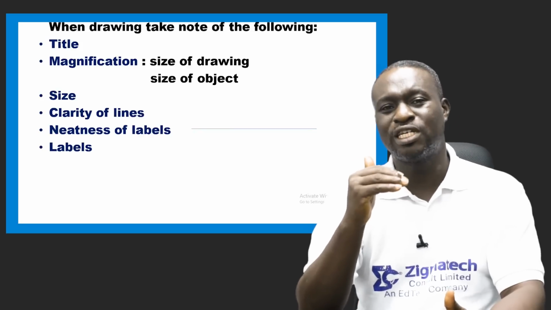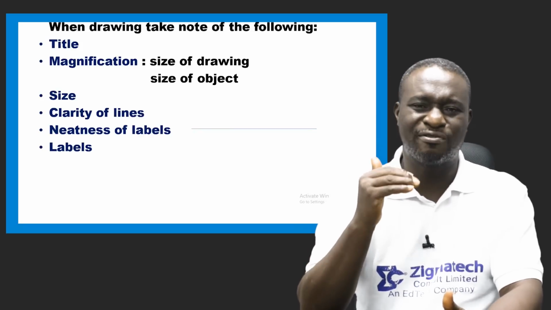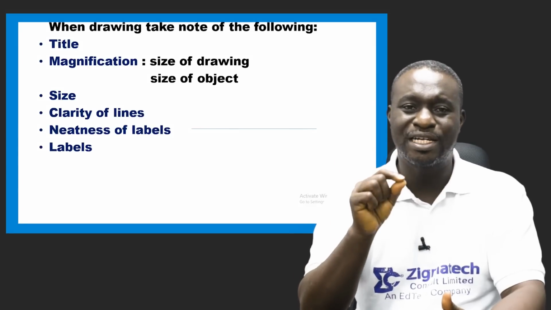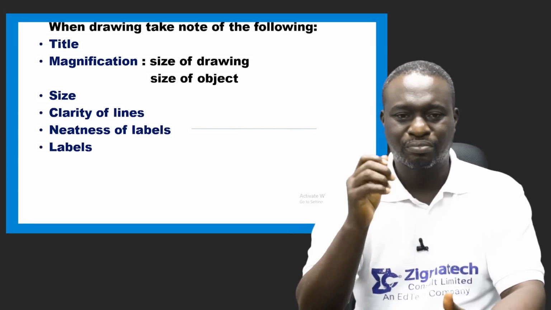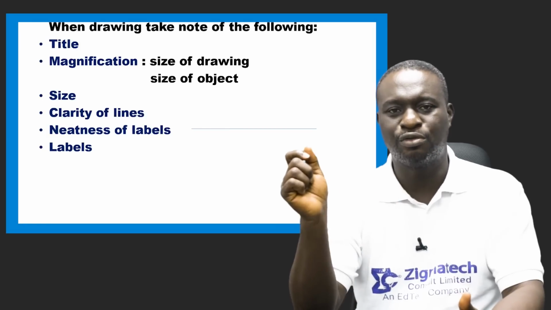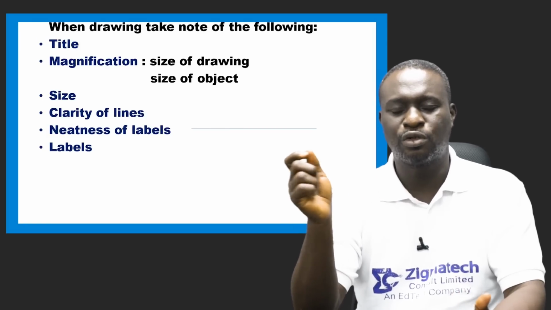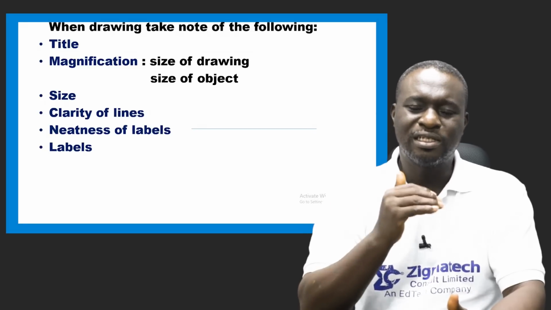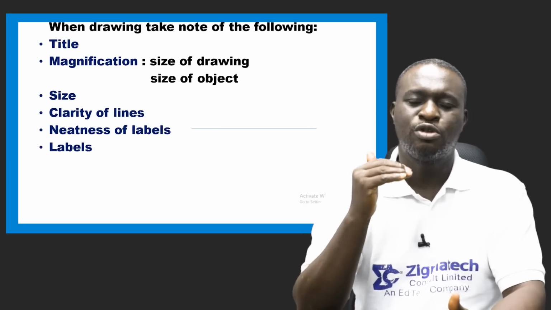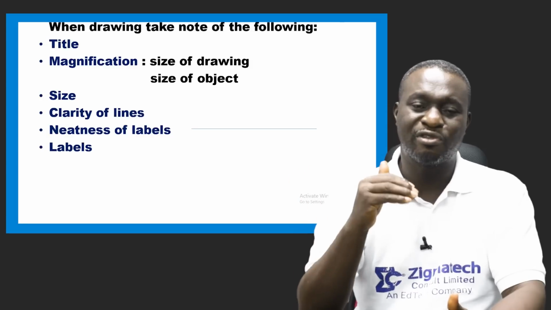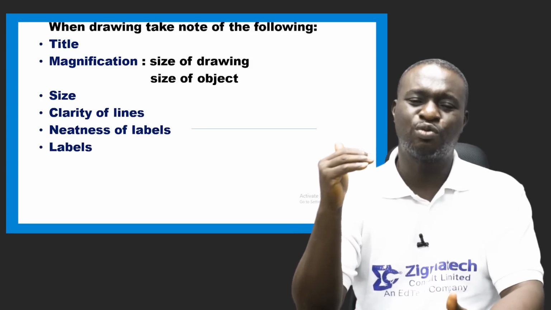Another thing you should take note of while drawing is the magnification, because they won't ask you, but these are the areas those who mark your results or your questions look out for. So you write out your magnification alongside your title. Your magnification must be there alongside your title.